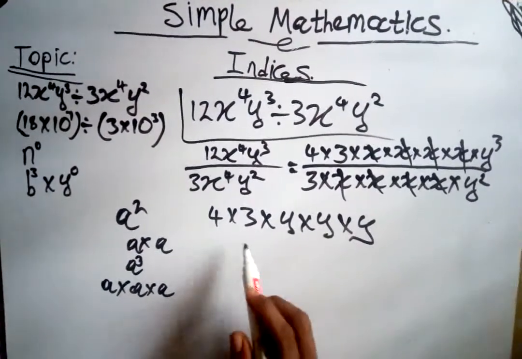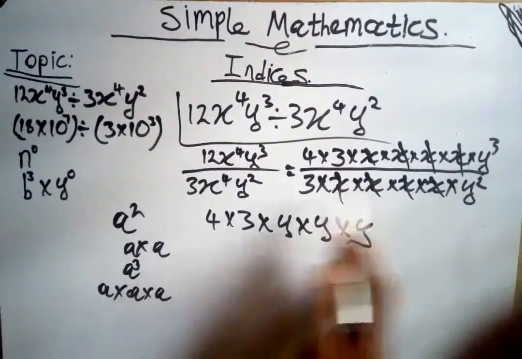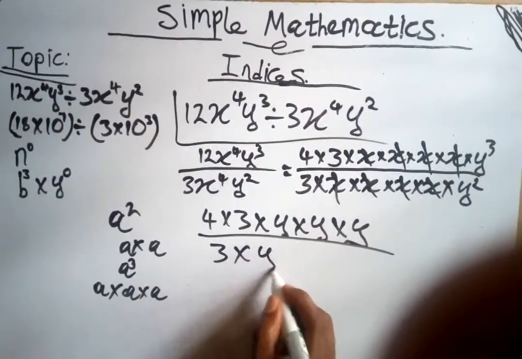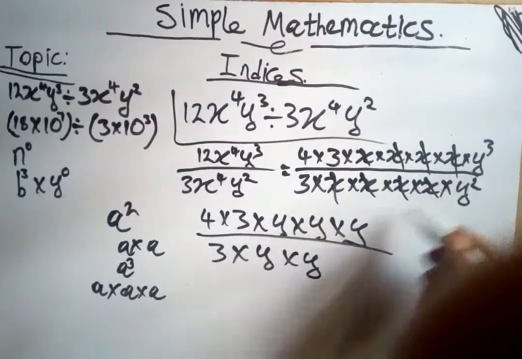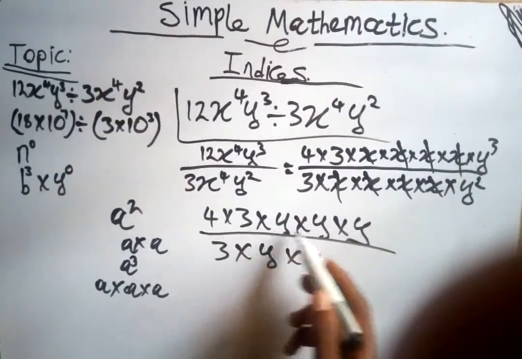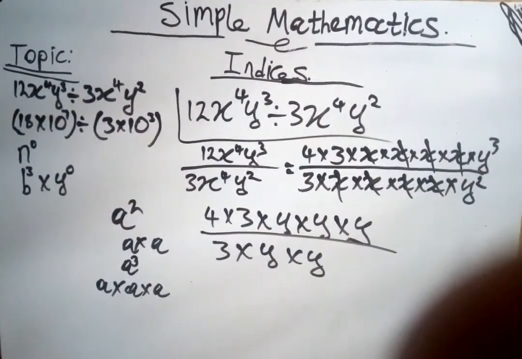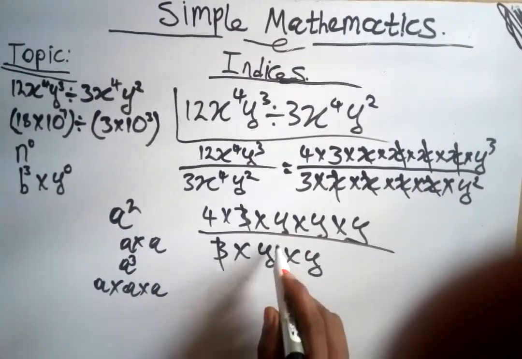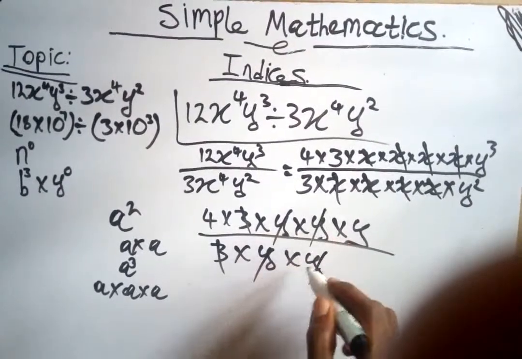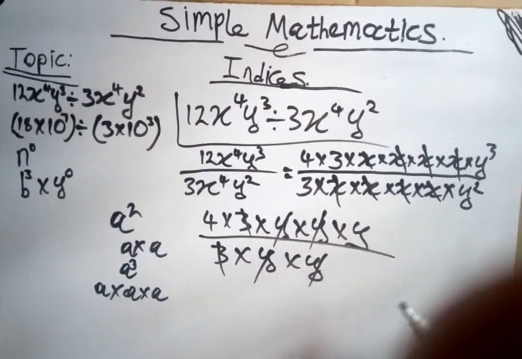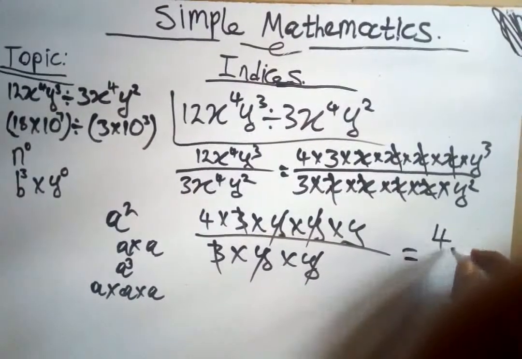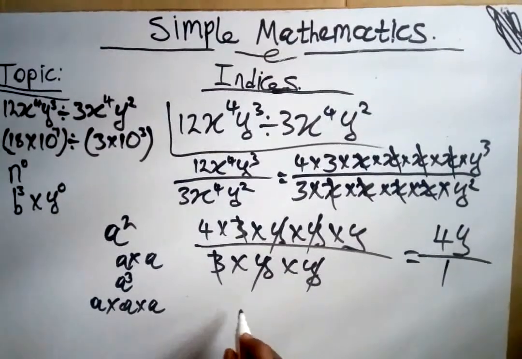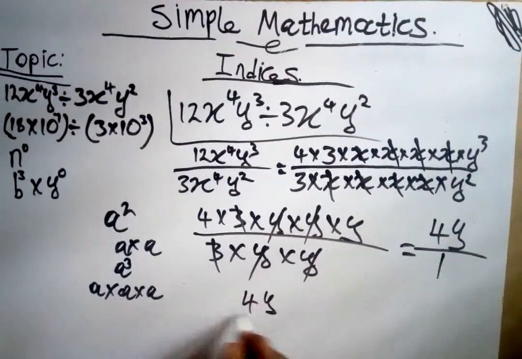So we have 3 over 3 times y, because there are 2 y's in the denominator and 3 y's in the numerator. So from here we can say 3 cancels 3, and y cancels y, y cancels y. So what we're left with is 4y over 1, which is also 4y.